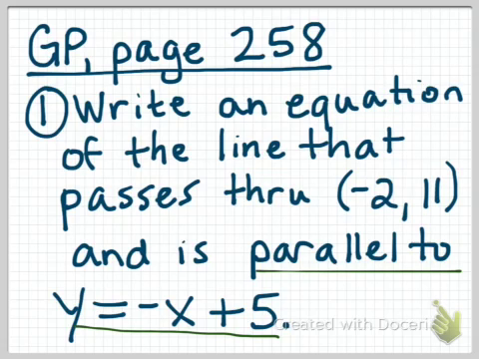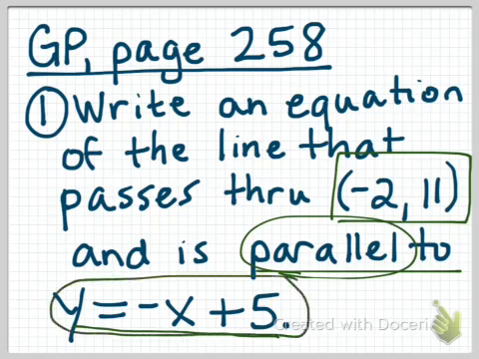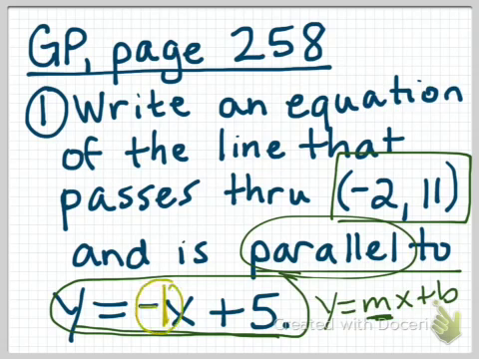In guided practice example number 1 on page 258, we are asked to write an equation of a line that passes through this point and is parallel to this line, y equals -x plus 5. Remember, when y is by itself, this is y equals mx plus b form, so whatever number sits in front of x is our slope. In front of this particular x is a negative sign, but remember, that just means we have a 1 there. So our slope is -1. And that's the first thing you're going to want to determine.